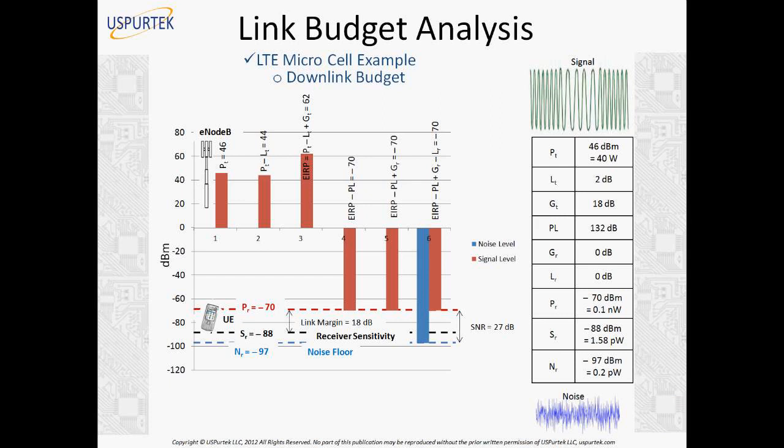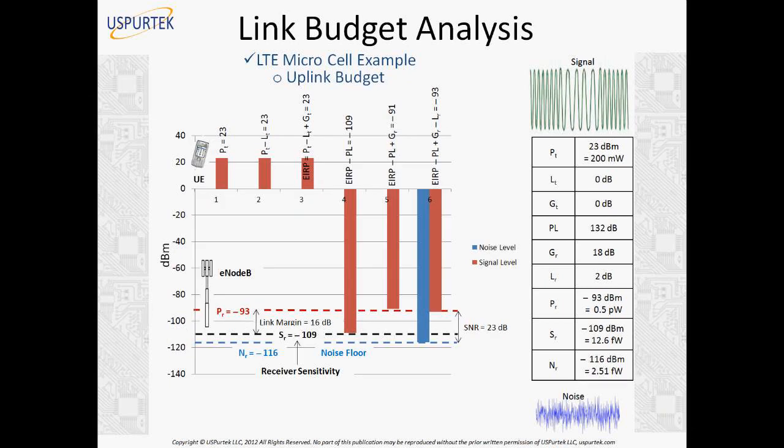So here we come to a link margin of 18 dB doing all those calculations, which looks okay, but you could improve on it as we discussed before by using different techniques. So for the uplink budget in LTE microcell, it's the same frequency, so same path loss here. So we come to a link margin of 16 dB, again within our range. We are well above the sensitivity level and we have a link margin.